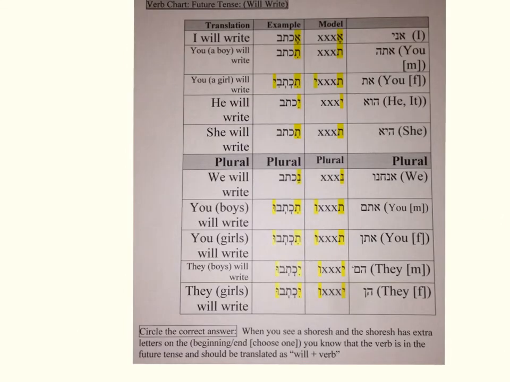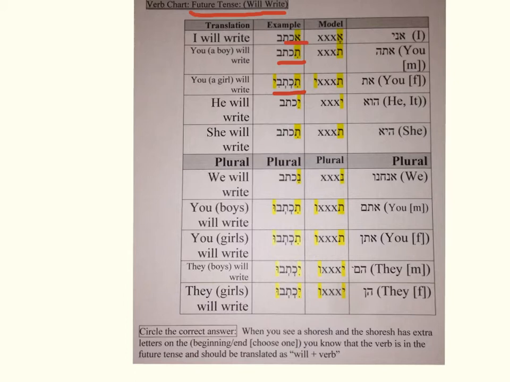Now we're staying with the same shoresh of katav, but looking at how to change it into the future tense. So in order to say I will write, you would say echtav. If you're talking to a boy and you're saying you will write, you would say tichtav. If you're telling a girl that she will write, you'll say tichtavi. And then keep going, yichtav for he will write, and tichtav for she will write.